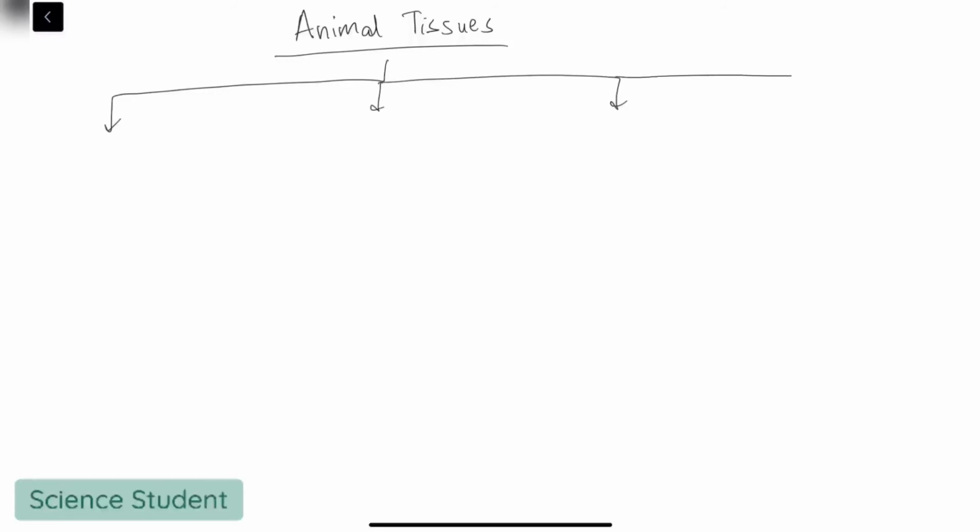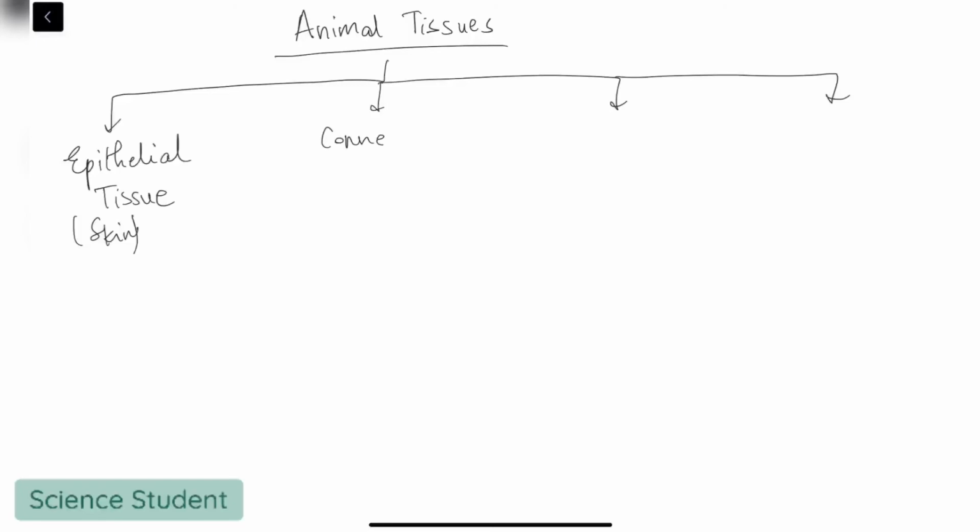I am gonna make you draw a flow chart. Animal tissues are divided in 4 types. First is epithelial tissue, which is mainly our skin. Example is skin.